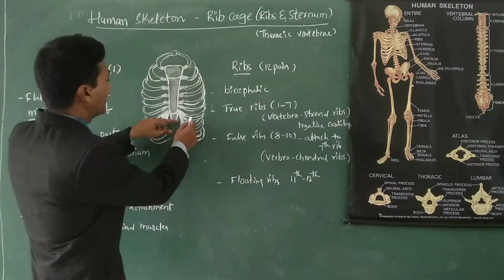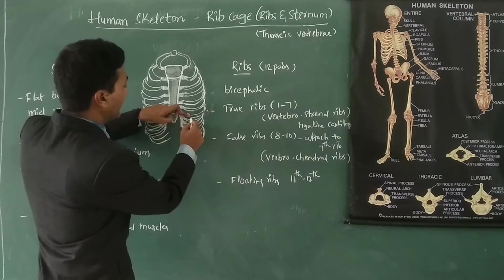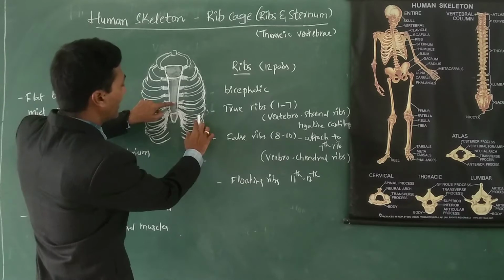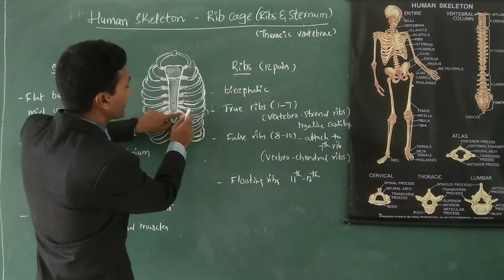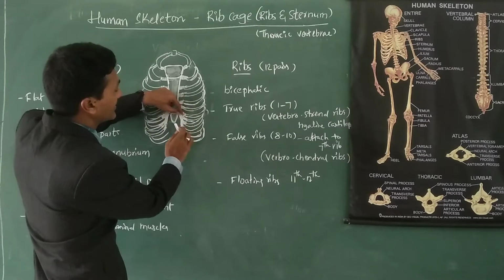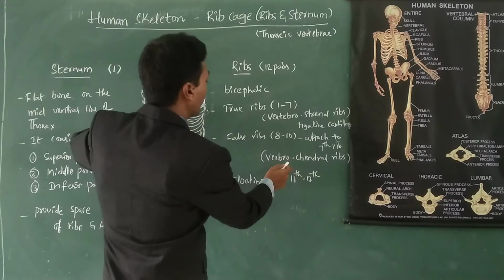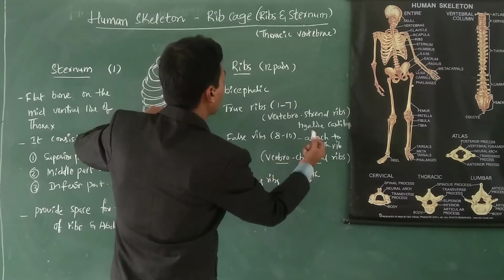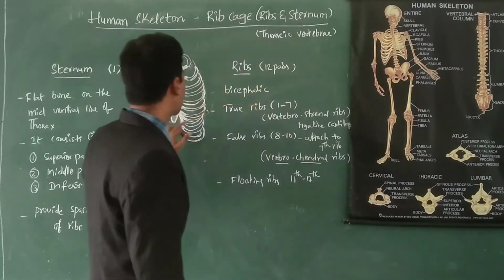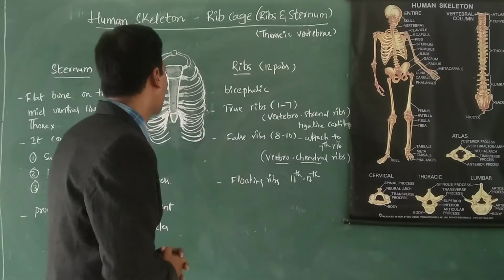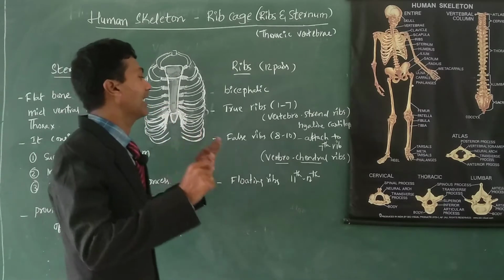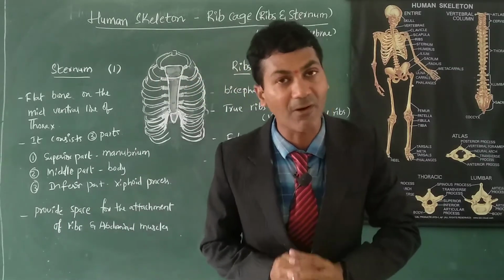And 8, 9, 10, so up to here 7 completed. 8, 9, 10 are not directly connected to the sternum, but they are connected to the 7th rib. These 3 ribs are connected to the 7th rib, so they are called vertebrochondral ribs, because they are connected to the 7th rib with hyaline cartilage, not directly with the sternum. So 8, 9, 10, these 3 ribs are called false ribs.